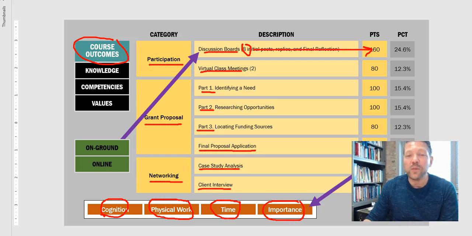In relation to the 20 points that I assigned to that discussion board. So for example, identifying a need, part 1 of this grant proposal project. I can think about what I really want students to do with that assignment. I think about in relation to doing a discussion board post, which would involve an initial post, replies, and a final reflection. If I say that's worth 20 points, how would I then determine the number of points that that part of that project would include?